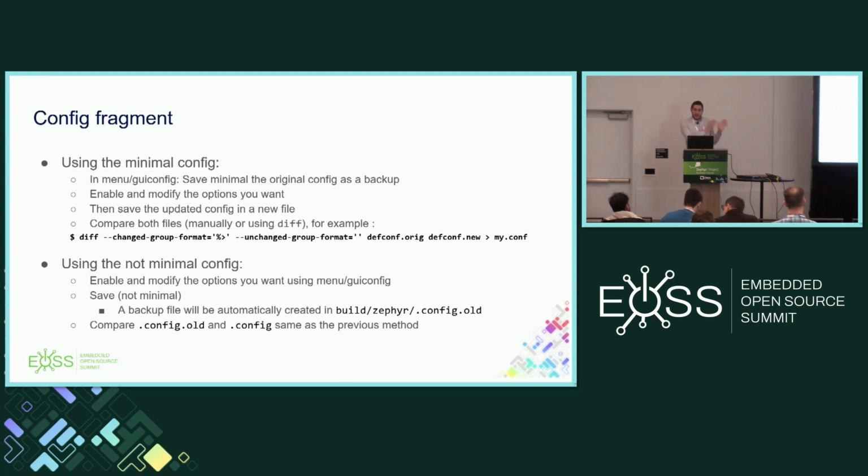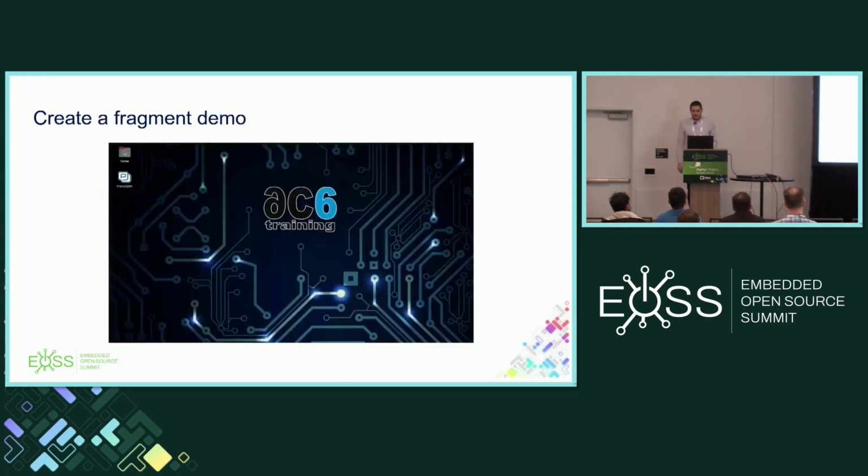You can also do it without the minimal config. Do the same thing. You have the .config. When you enable options, it will automatically create a backup. So you compare the backup with the new one, and you have the options that you have set. But the difference is that when you do it without the minimal, you have all the options that have changed with the default values. You can do it that way. It also works very well. So just a quick demo to show you how to do this.